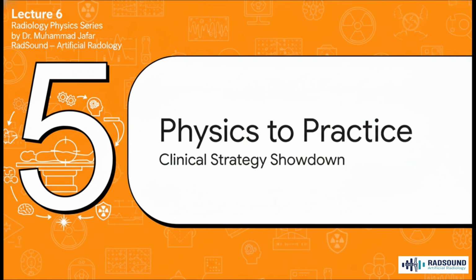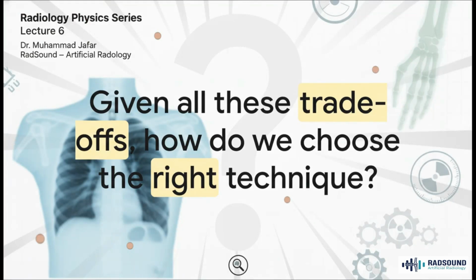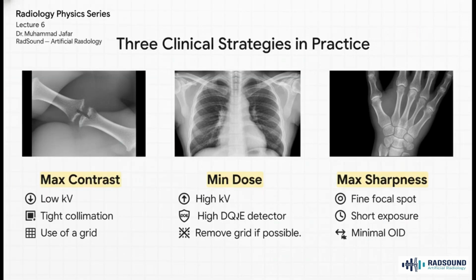So with this whole matrix in our head and this understanding of the physics, how do we actually make a decision when there's a patient on the table? Well, the answer is that there is no single right technique. The right technique depends entirely on the clinical question we're trying to answer with that specific image. Instead of one technique, we can optimize for different goals.